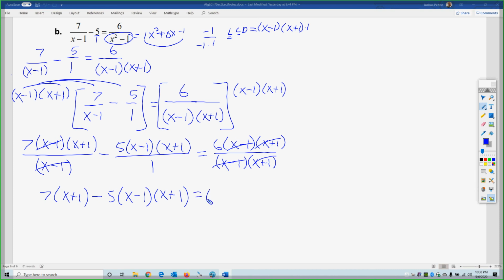Okay, so we'll do our distribution, and we get 7x plus 7 minus 5 times x squared. Let's see. Minus 1x plus 1x minus 1 equals 6. So those cancel. So I'm up with 7x plus 7 equals, oh, sorry, not equals, minus. What am I doing? So I distribute the negative 5, I get negative 5x squared plus 5 equals 6.